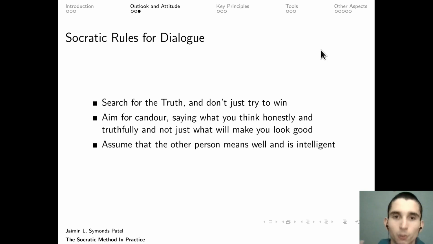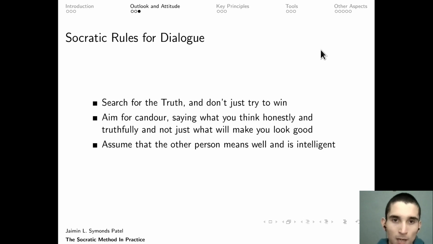You want to search for truth. You don't want to just try and win, because we all know how that looks. It doesn't look good. It's very rarely pretty. And worst of all, you don't get anything from it. Only if you're searching for the truth can you have a constructive dialogue. If you're just trying to win, then that's not going to help anyone, because you're just shouting at the other person. You're not talking with them.